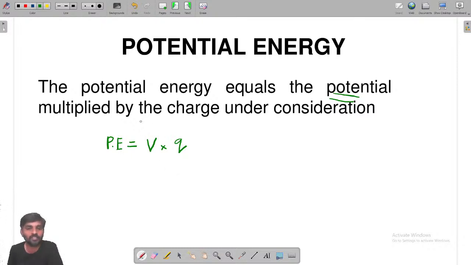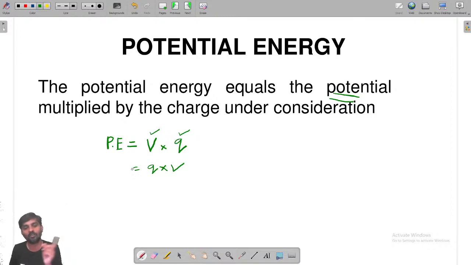So, potential energy. What is potential energy, sir? Potential energy is very simple. It is potential multiplied by its charge, or a charge multiplied by its potential. Both of them are the same. So potential energy is nothing but charge multiplied by potential.